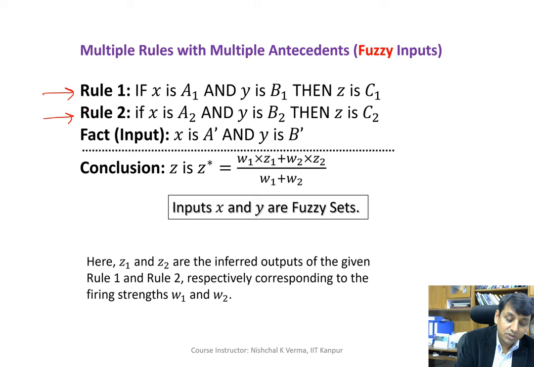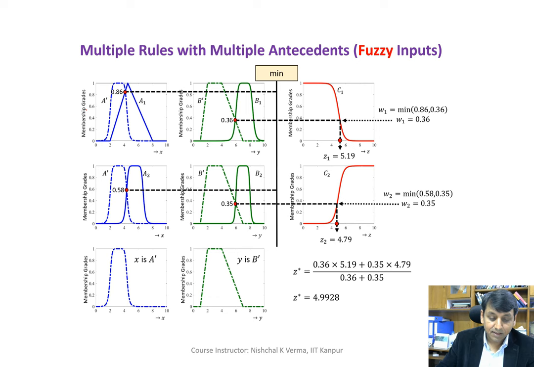So two rules and two antecedents for simplicity we have taken. Now, if we supply the inputs to this Tsukamoto model, which is characterized by multiple rules with multiple antecedents, let's see how we get the final output computed. So here we have the rule number 1, I write here as rule 1.